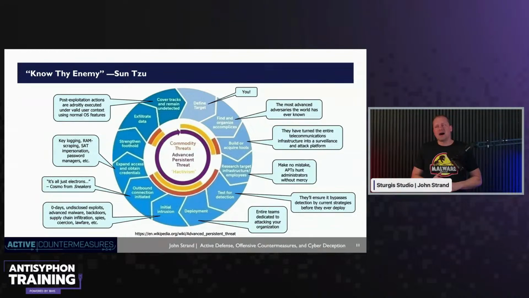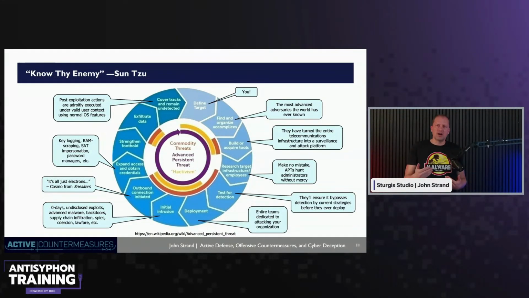So if we're looking at the operation flow of an attacker, right? Defining target, find, organize, accomplice, build, and acquire these different tools. When you're talking about what the attackers do in their advanced persistent threat lifecycle, we can put deception in each one of these areas, right?